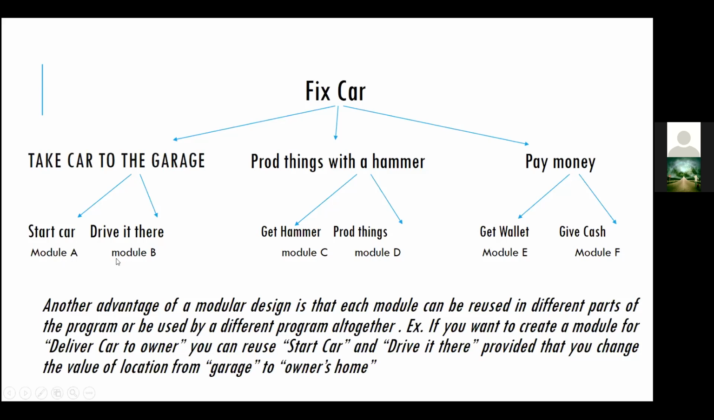So, this is module A and module B, and we can use those to develop the deliver car to owner. You can use start car and drive it there provided that you change the value of location from garage to owner's home. Okay? So the difference with the subprograms take car to the garage and deliver the car to the owner is the location to which the vehicle is brought. But we can reuse the same module A and B to do that.